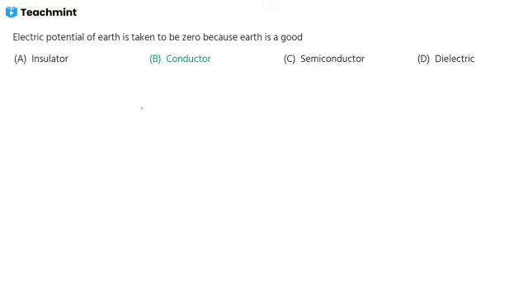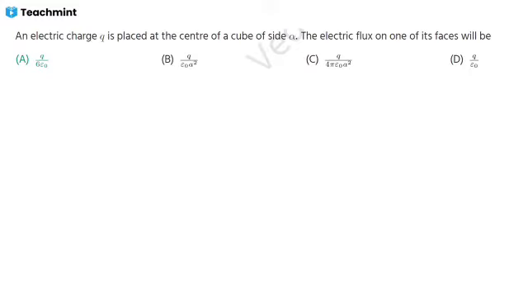Electric potential of Earth is taken to be zero because Earth is a good conductor. It is a conceptual question, children. So next, an electric charge Q is placed at the center of a cube of side A. Now, the electric flux on one of its faces will be?